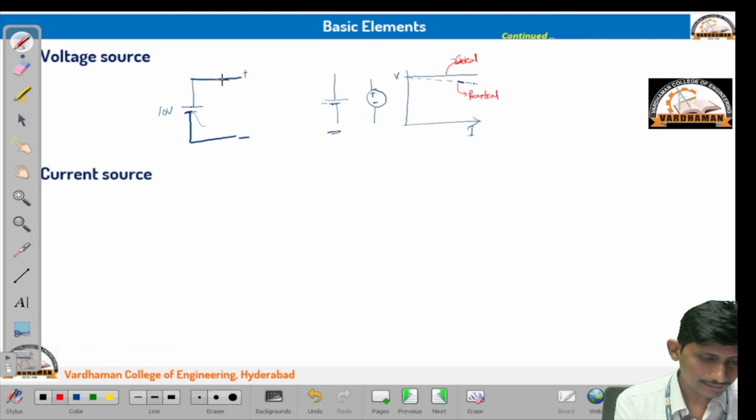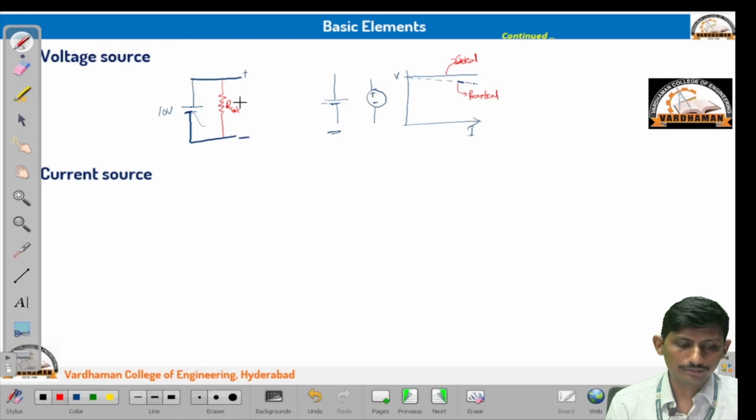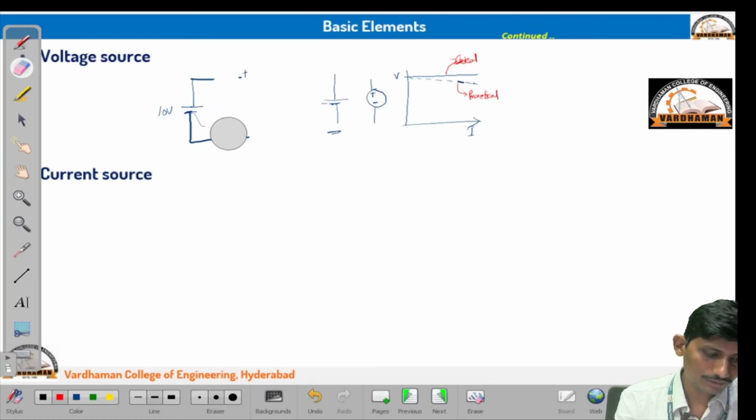Let us say I am adding this internal resistance as R int in parallel with the voltage source. As I mentioned earlier, in a parallel connection, the voltage is constant across all the elements connected in parallel. So, as in the practical case the voltage is decreasing, this cannot be the case. So, the internal resistance of any voltage source will be represented as a series connection like this. So, 10 volts and let us say this is my R internal.